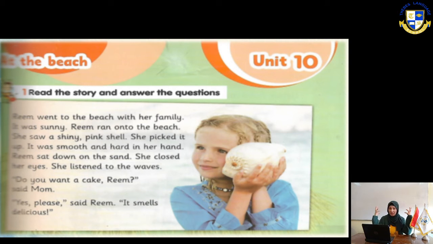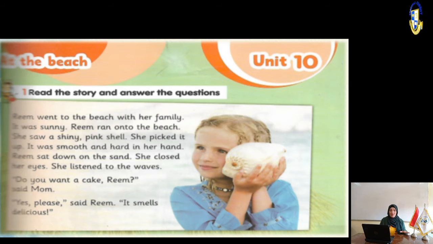Again, Reem went to the beach with her family. It was sunny. Reem ran onto the beach. She saw with her eyes, she saw a shiny pink shell. She picked it up with her hands and she touched it. It was smooth and hard in her hand.